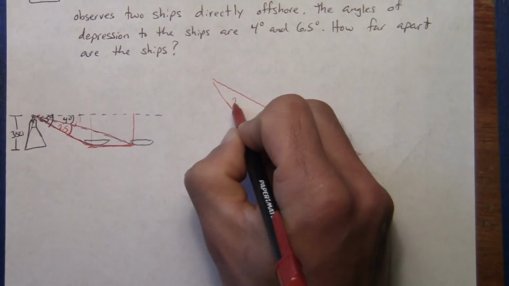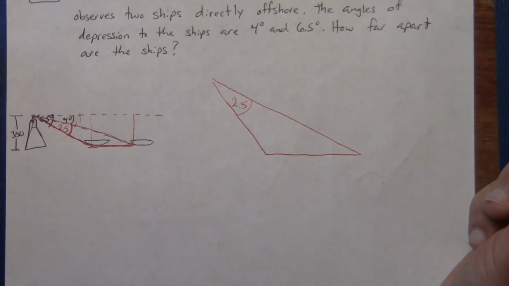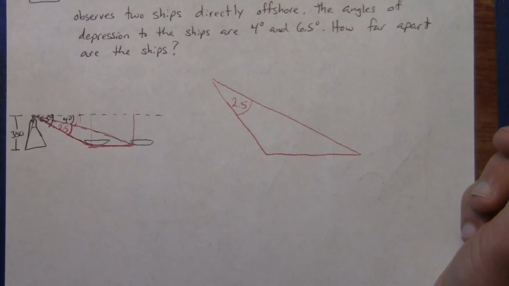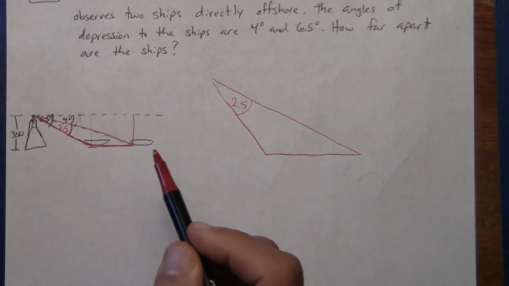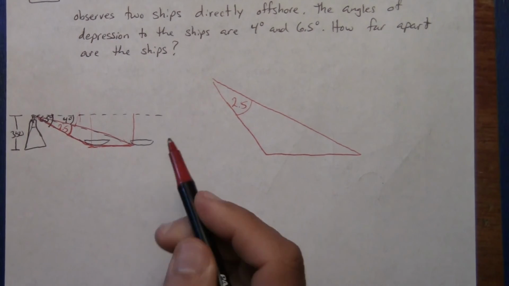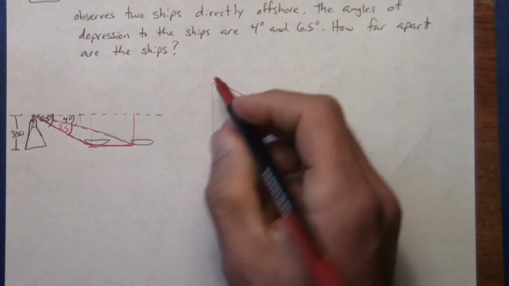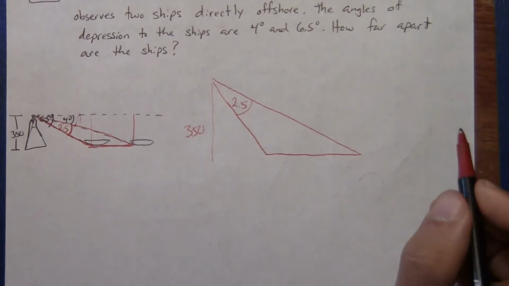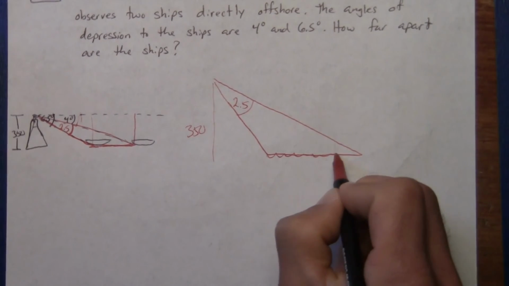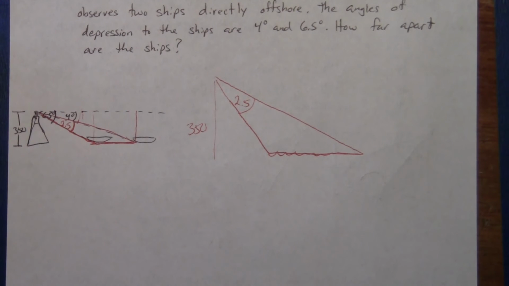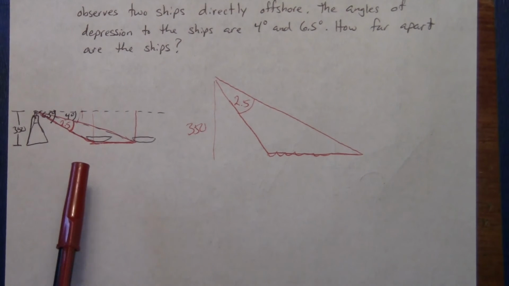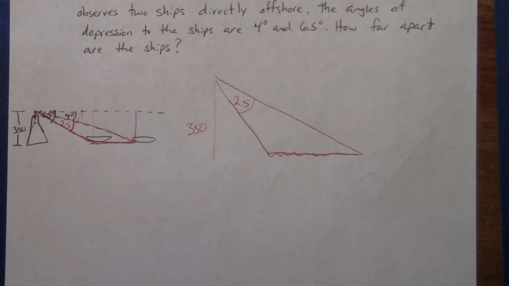So I'm saying that this angle is 2.5 degrees. Other than that, on this triangle, I don't really know a whole lot. I know that this distance is 350. I'm trying to figure out what this distance is. So chances are I probably want to come over here and look at some of the right triangles if I can. So for example, let's say I do that.